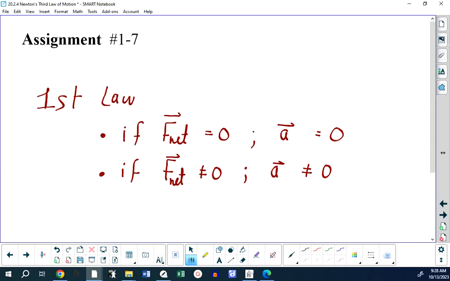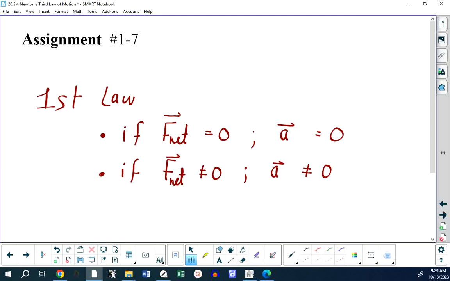And a number of things can happen. The object can speed up. That would be a change in velocity. The object can slow down. That would be a change in velocity. The object could change direction. We have a whole unit on circular motion where we talk about that. But as soon as you have an object changing direction, then there is an acceleration.